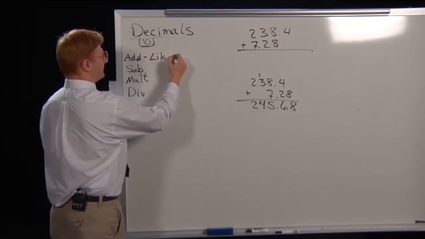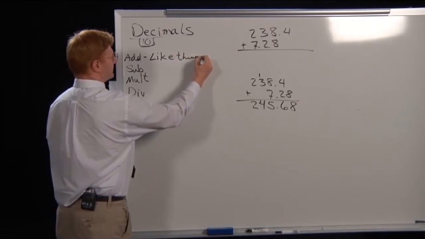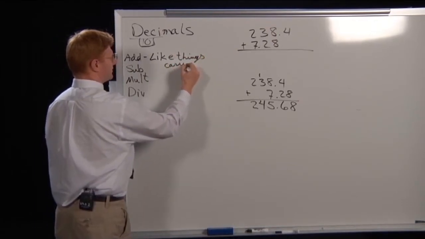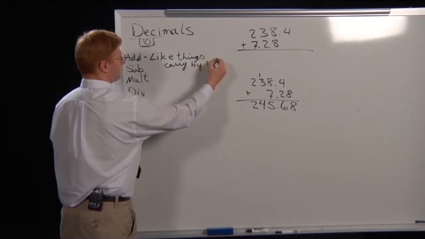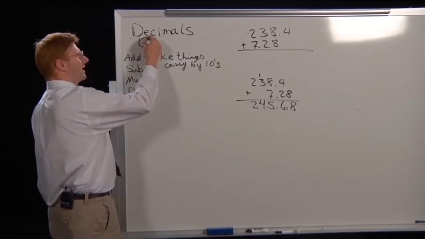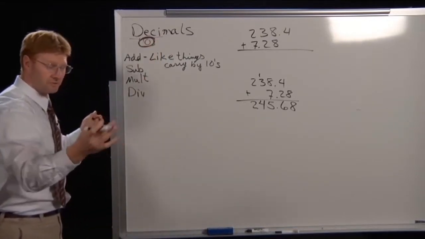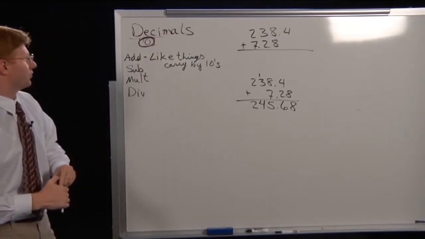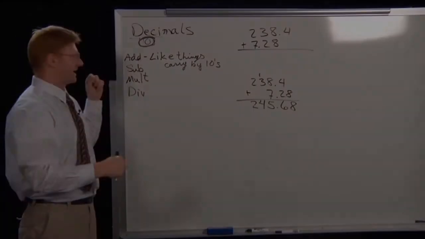You have to add like things. And then you get to carry by tens. As soon as you have 10 of something, it goes over to the next column. And actually, that's why we're dealing with decimals. When we deal with fractions in a little bit next week, we're going to be able to deal with things that are not in tens. All right, let's have some practice problems. To the boards!